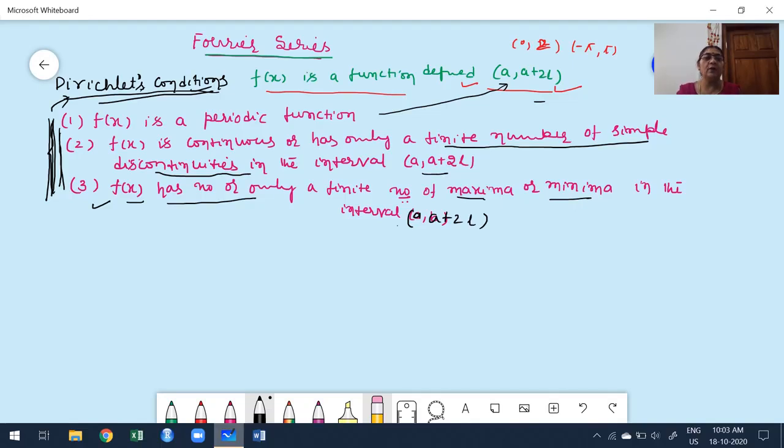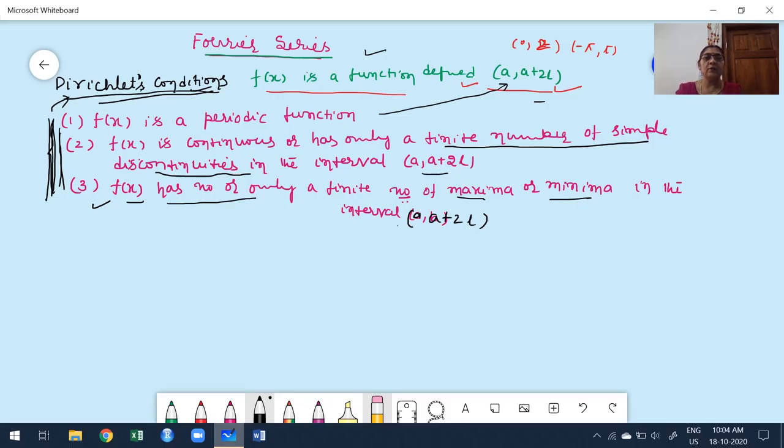For example, we already studied first order and first degree differential equations in first year. If you want to solve a first order and first degree differential equation, using the exact differential equation method is not always possible. It must satisfy one condition. What is the condition? Dou M by dou y equals dou N by dou x. Then only do we move to find the solution of the first order and first degree differential equation. Like that, if you want to construct the Fourier series in the corresponding interval, it must satisfy these conditions.